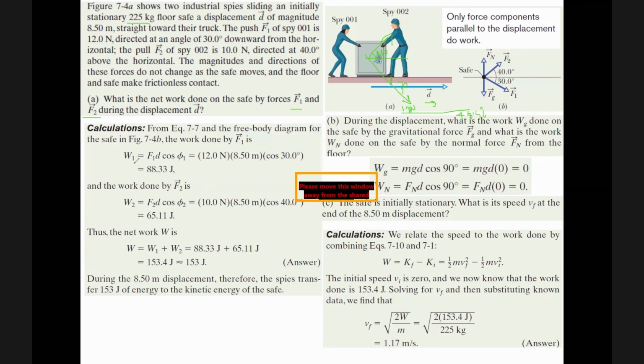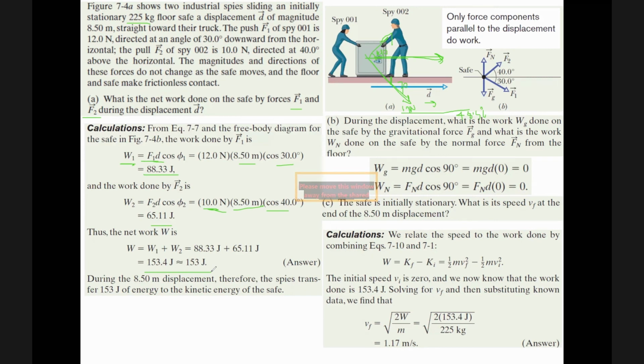First, the work due to the girl: her force is 12, and the displacement magnitude is 8.5. What is the angle between the displacement and the force of the girl? Cosine 30. Calculate: it comes to 88.33. Done. Is there anything easier than this? No. What is the work done by the man? The displacement is horizontal and the angle is 40, so the magnitude of the force by spy number 2 is 10. The displacement magnitude is 8.5, cosine 40, giving 65. For the net work, you add them; you add numbers. Work is a scalar quantity.